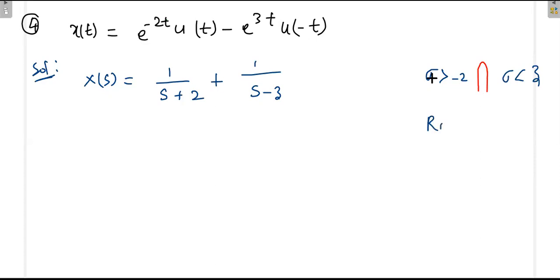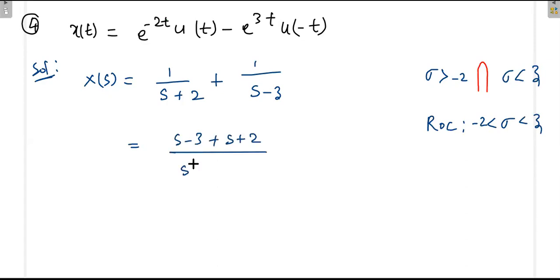Here sigma is greater than minus 2. Here sigma is less than 3. So ROC is from minus 2 to plus 3. Then once you simplify this, (s minus 3)(s plus 2) divided by s square minus 3s plus 2s minus 6. So finally we'll be getting minus 1 divided by s square minus s minus 6. This is X of s.